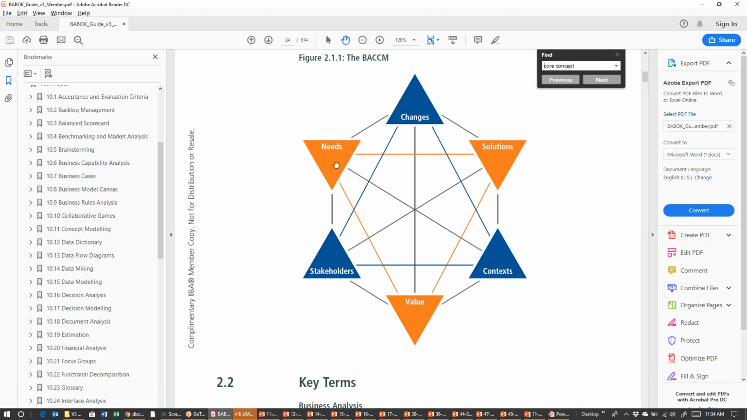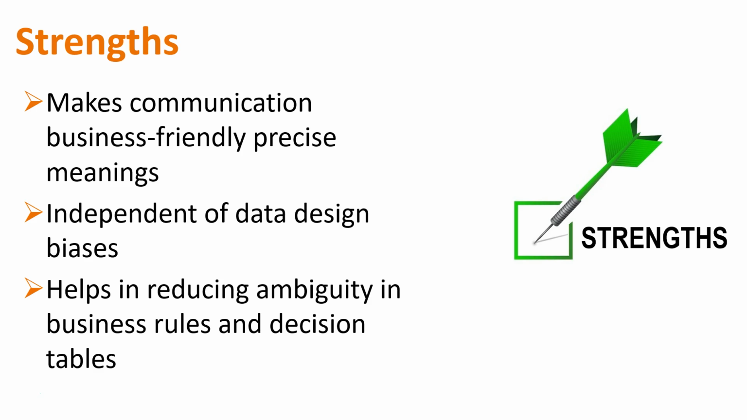Because if I were to look at this and I say needs drive solutions, a rule I could have is a solution must meet a need, or it's not appropriate, right? So I can derive rules out of this. I can talk naturally about rules when I look at the concept models.